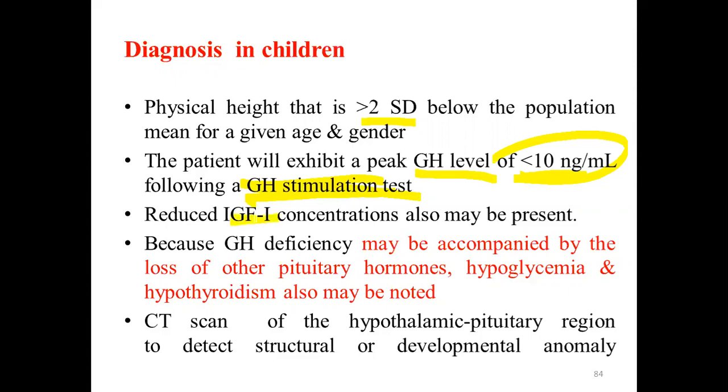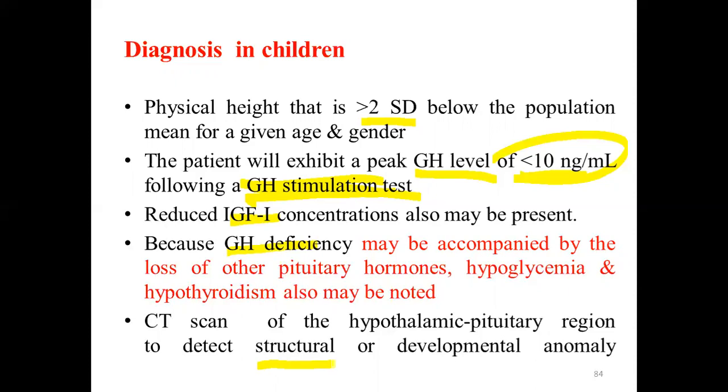Then the level of IGF-1 can also be reduced. That is a very common finding when a patient has this problem. And apart from that, growth hormone deficiency can occur along with other pituitary hormone problems, and even hypoglycemia as well as hypothyroidism can also be noted. Remember, if there is a problem, maybe because of a tumor or infection, in the pituitary gland, the patient can have any other pituitary hormone disorder, such as hypothyroidism, and also even hypoglycemia.